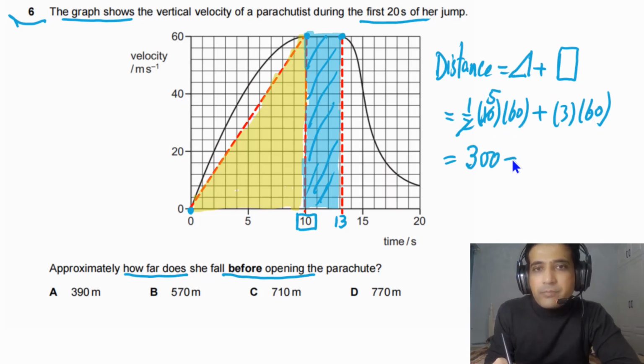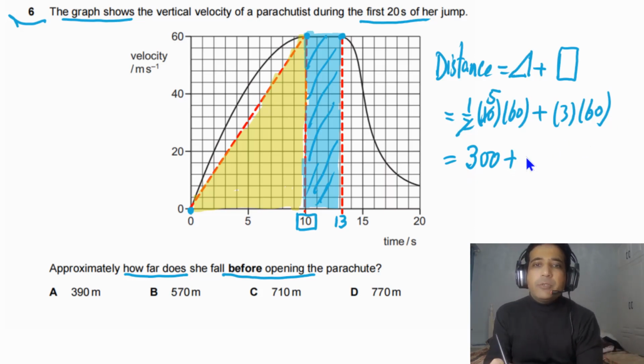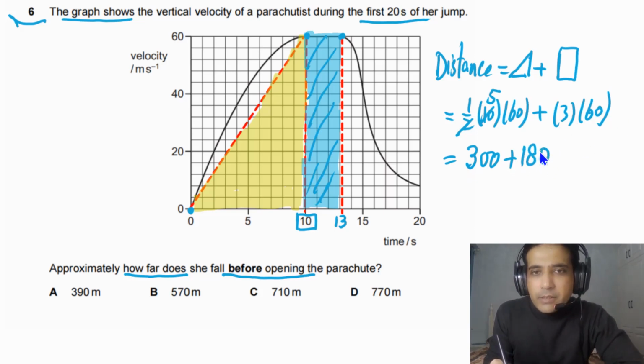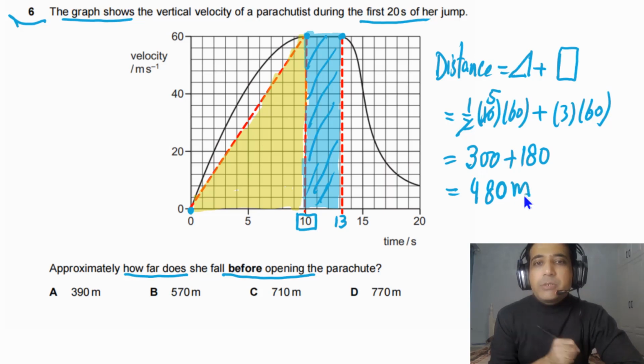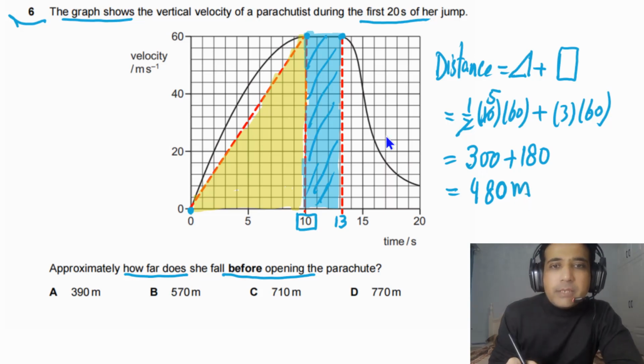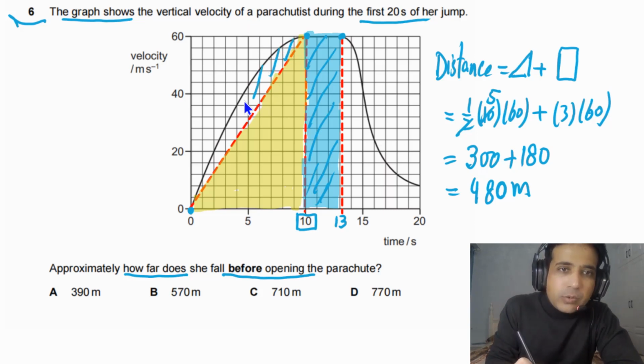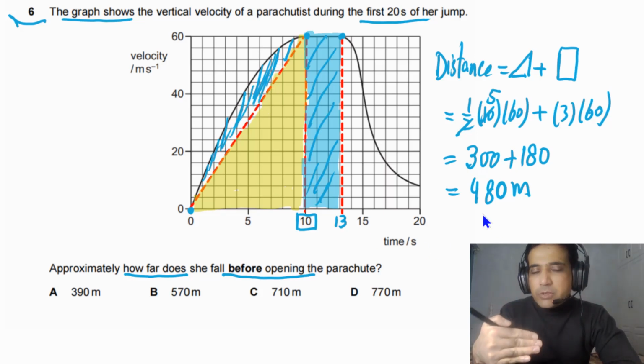And if we multiply 60 with 3, we get 180. So the total area is equal to 480, meaning the total distance traveled is 480 meters. But 480 meters is not the actual value because we ignored this part. We didn't include this part. It means the actual distance traveled is more than 480.